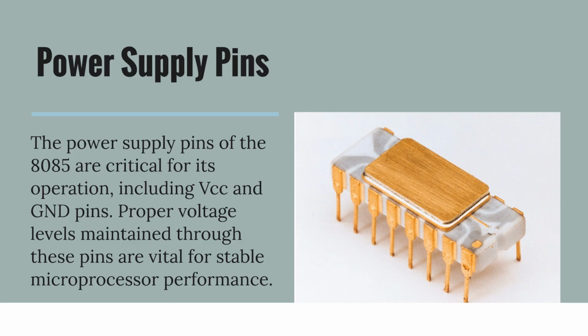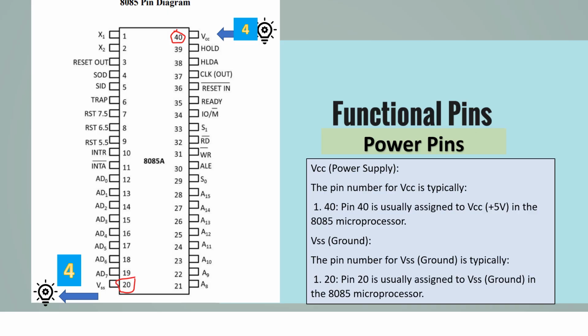Here VCC and ground are two signals used to maintain the proper voltage level of the microprocessor by providing the necessary power and ground connection for the microprocessor to function correctly. Two pins are considered power supply pins, pin number 40 and 20. Pin number 40, VCC, voltage common collector, refers to the positive power supply voltage. That means it carries 5 volts of power. The main purpose of this pin is to provide the necessary power to the microprocessor.